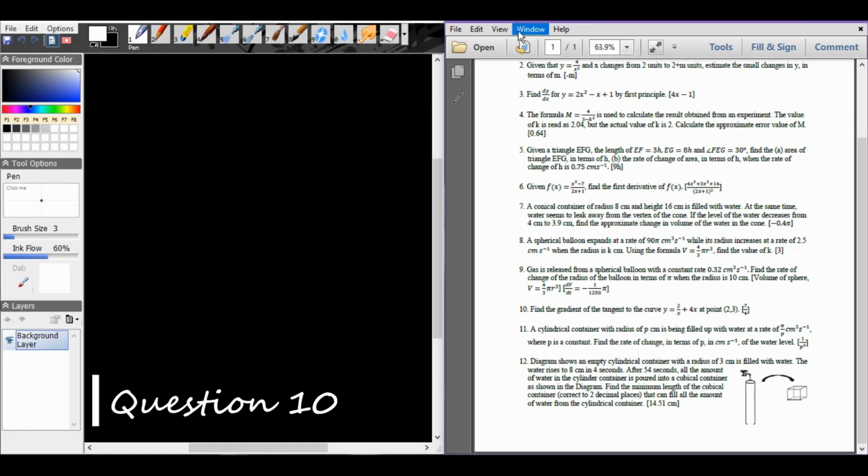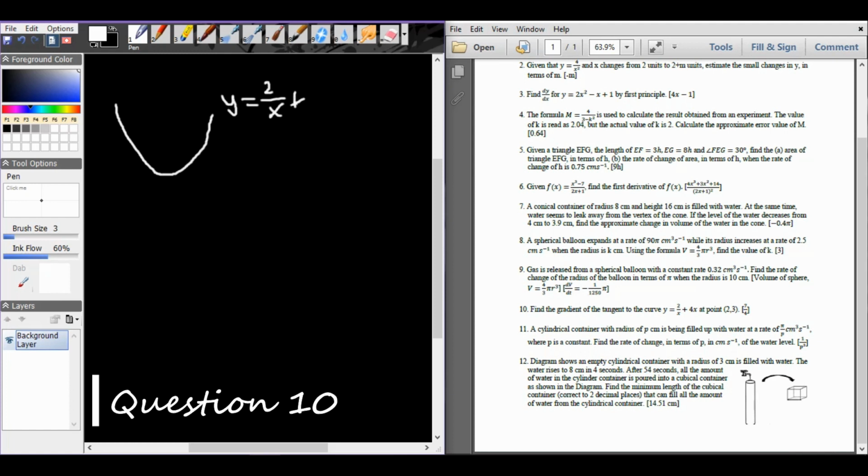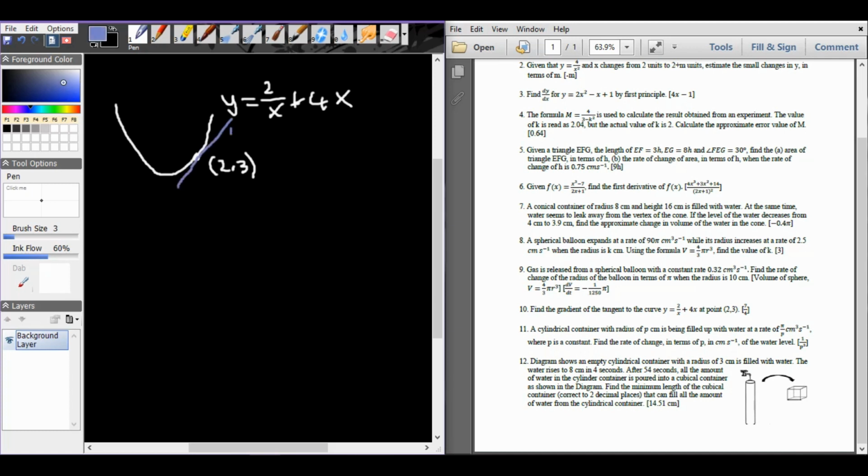Number 10. Find the gradient of the tangent to the curve at point (2, 3). We are given the curve, and the equation of the curve is y equals 2 over x plus 4x. And this curve passes through the point (2, 3). At this point, we will have a tangent line. Then we are asked to find the gradient of this tangent, which is also dy/dx.